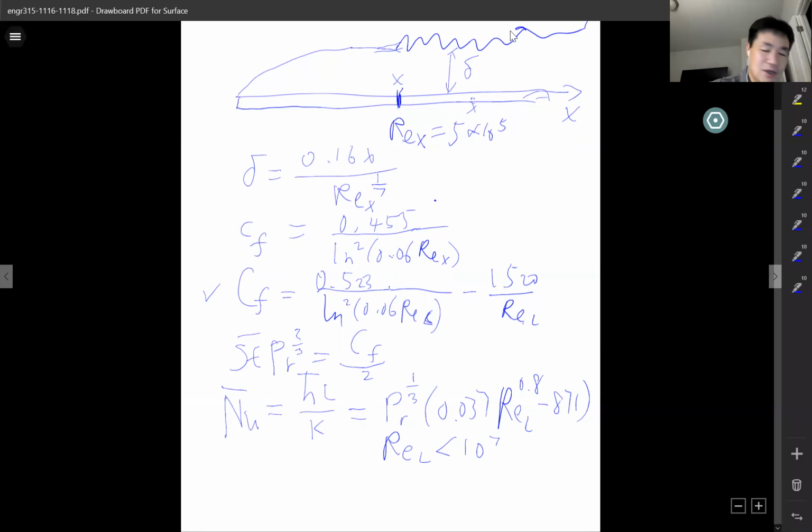For Reynolds number greater than 10 to the 7 and less than 10 to the 9, you have another equation. It's a little bit longer. Equation 5.58: the average Nusselt number equals h-bar times L over k equals, let me see, it's pretty dark here.